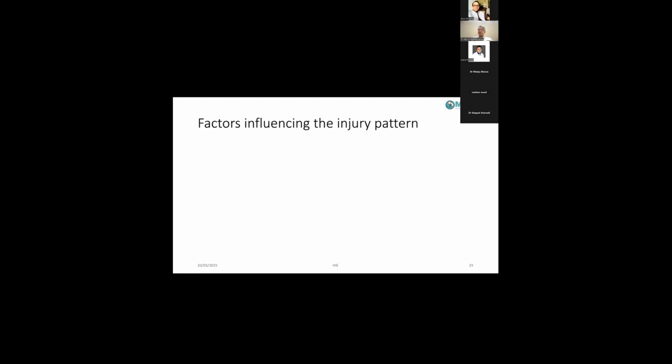So what are the factors influencing the injury pattern? The severity of the asphyxia, the duration of the hypoxia, and the gestational age. As I said, HIE can affect late preterms as well. So it depends on the gestation of the baby, how long the hypoxic event was, the lack of oxygen to that part of the brain, and how severe the ischemia was. All these factors will influence the injury pattern, what you're going to see in the cranial ultrasound and in MRI, and we're going to talk about that.